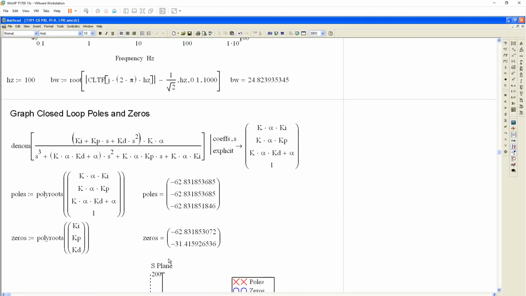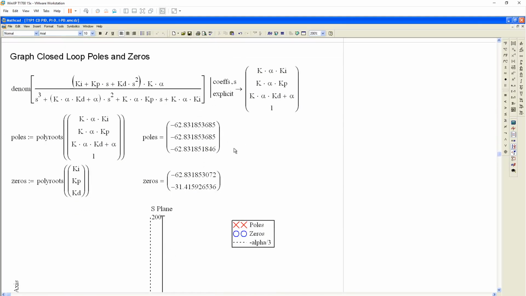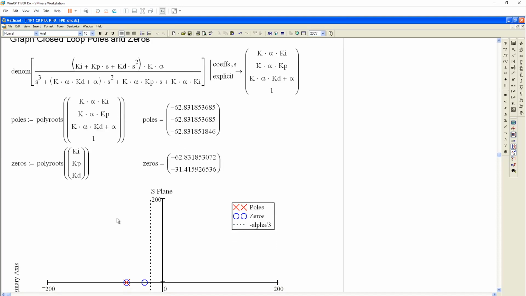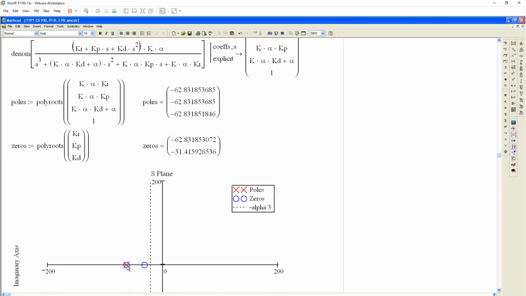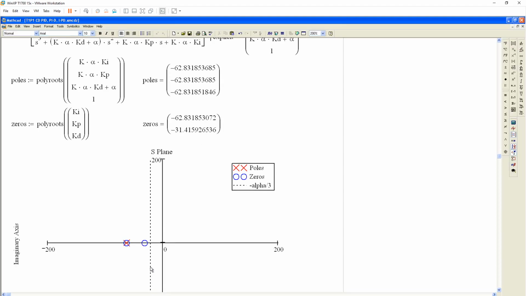So if I plot this out, my poles are at minus 2 times pi times 10, and I've got three poles on the negative real axis here. They're all at the same location, even though it looks like only one pole. And then there are 2 zeros, and one is at the same location as the poles, and the other one's at 5 times 2 times pi, which is here.